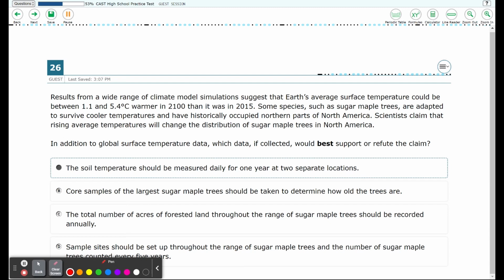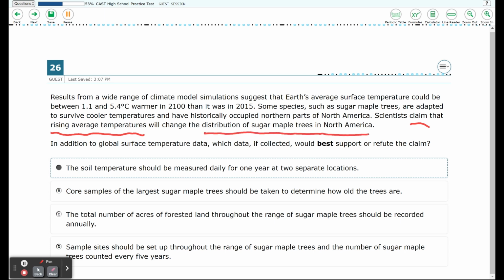So to answer this question, we've got to take a look at what's going on here. We have a claim. We have two parts of that claim, right? We have the independent variable, the thing that's causing the change, and then the dependent variable, the distribution of sugar maple trees in North America. Okay, we're told that we already have the data for average temperatures. So that means we need data to support or to figure out what's happening to our dependent variable, the distribution of sugar maple trees.